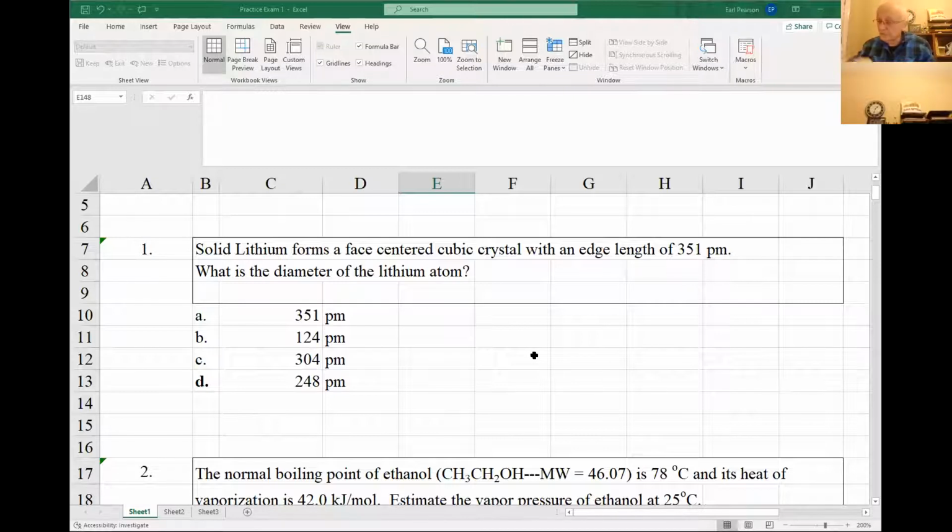The first question has to do with the cubic crystals that we've talked about. This particular problem is talking about a face-centered cubic crystal.